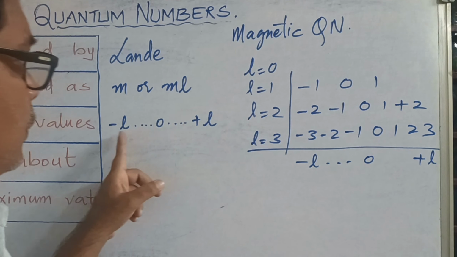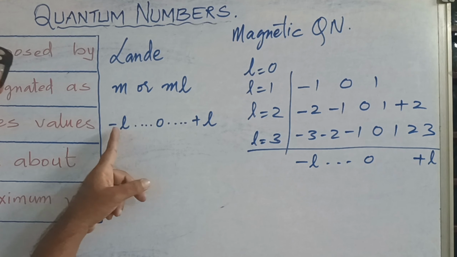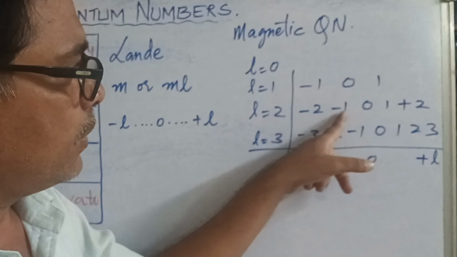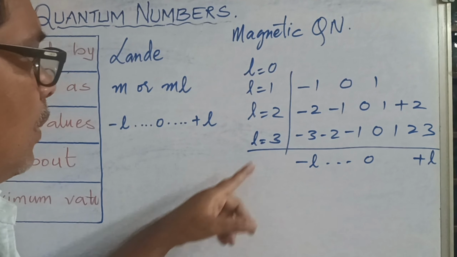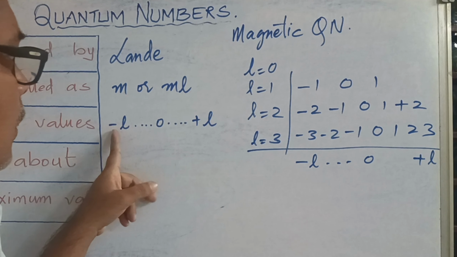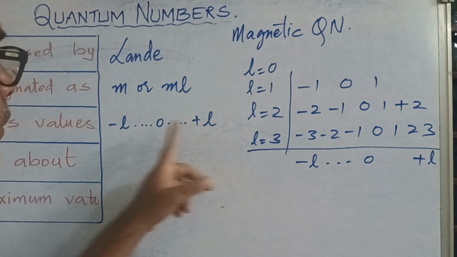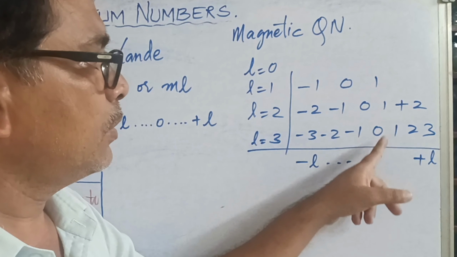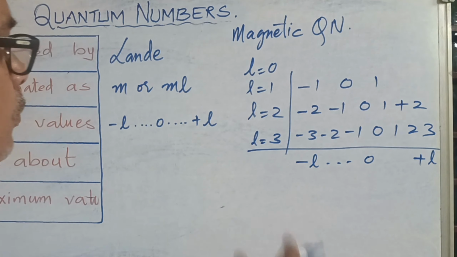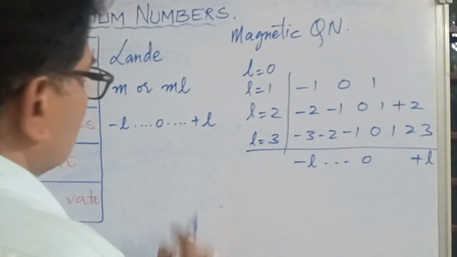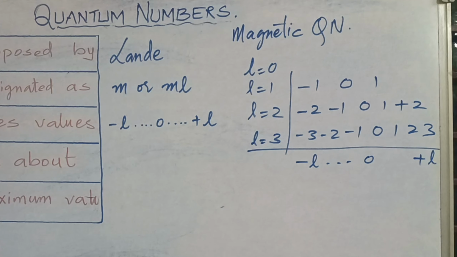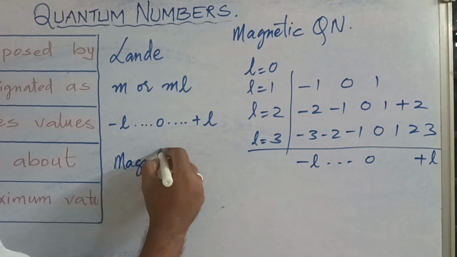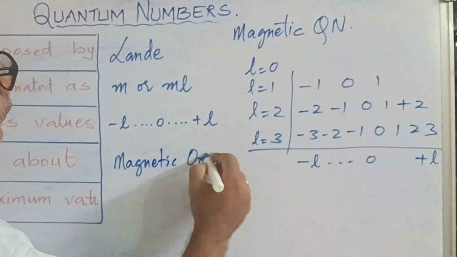If L is equal to 2, it is very clearly told that the value starts with the same L value with a negative sign, so minus 2, minus 1, 0, 1, 2. If L is equal to 3, then L value is 3, so we start with the negative value, that is minus 3, minus 2, minus 1, 0, 1, 2, 3. This is what you mean by giving the values for the magnetic orientation. This is all called magnetic orientation.